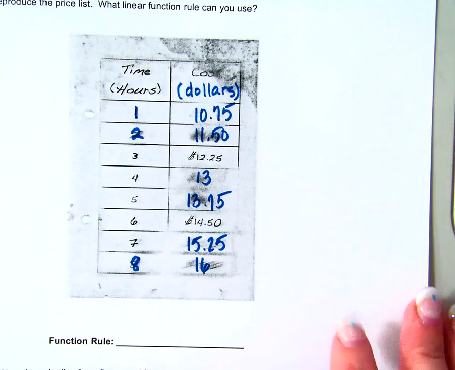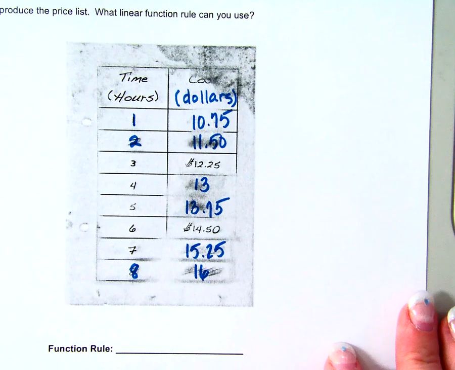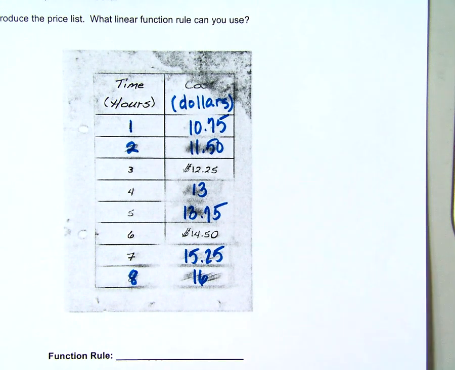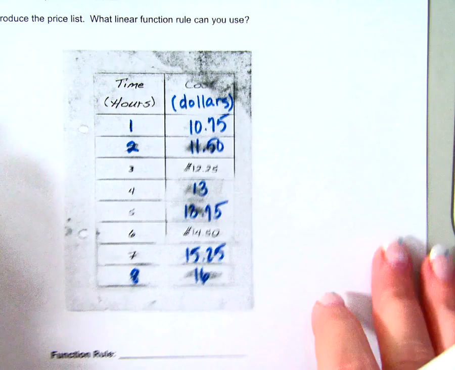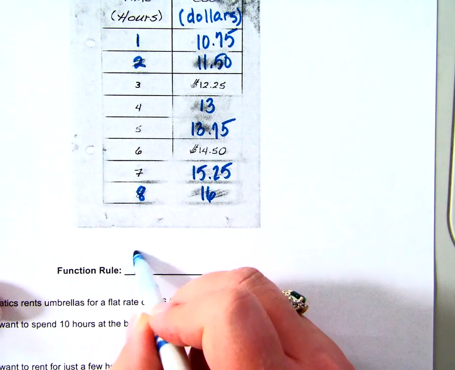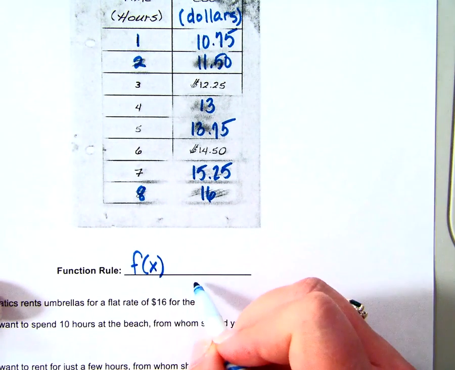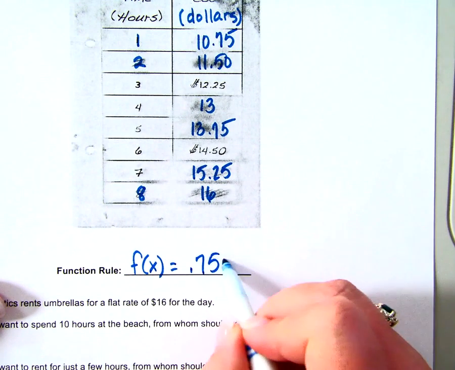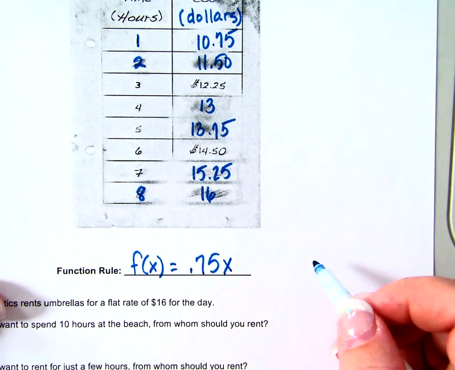Okay. So, what about a function rule? Do I have enough information written down for a function rule? No, but I have enough information in my head, don't I? Okay. What is my constant change? So that's my slope. So we say f of x, or y, either one, equals 0.75 times x plus 10.